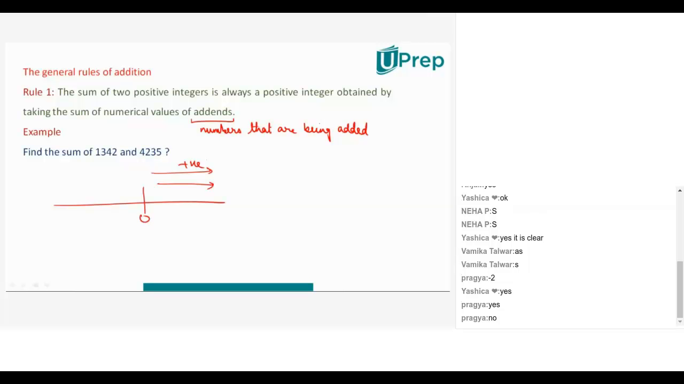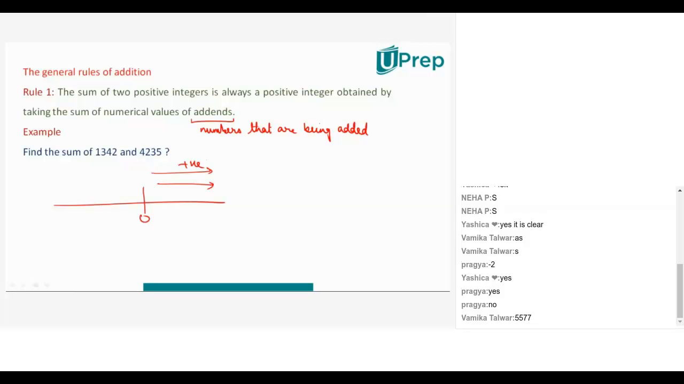Vamika, is there any chance? No. Why is it not possible? Vamika, my question is, if we have 2 numbers which are positive and if I add them, is there any chance that I will get a negative number? No, sir. And why is that the case? What's the reason behind it? That's because, sir, we're moving to the right. Brilliant. So when you're moving to the right, negatives lie to the left of 0. We're talking entirely about numbers that lie to the right of 0.